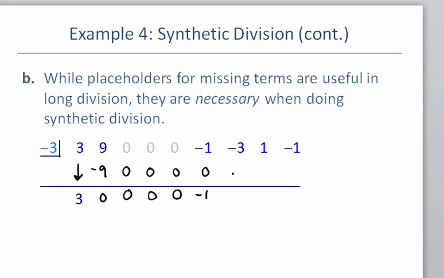Negative 3 times negative 1 is positive 3. Adding, we get 0. Negative 3 times 0 is 0. Adding, we get 1. Negative 3 times 1 is negative 3. Adding, we get negative 4. So remember that that last term is your remainder. And so if the remainder is equal to negative 4, we know that negative 3 is not a 0.